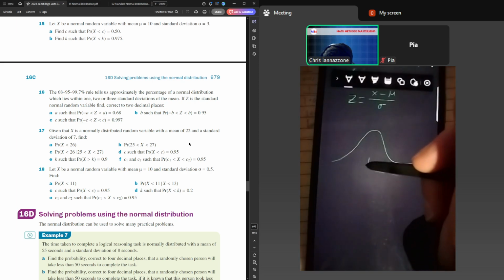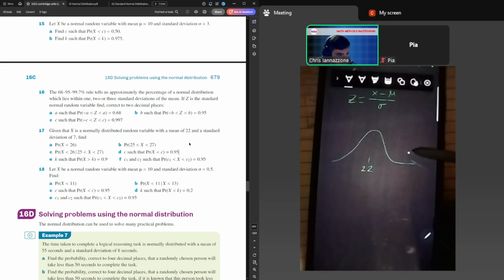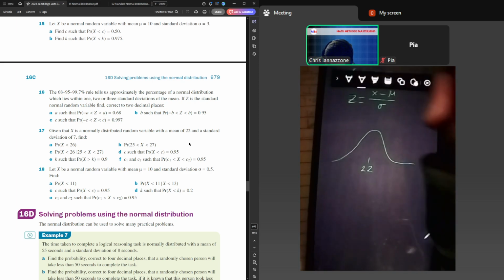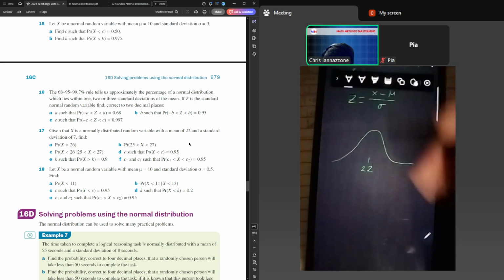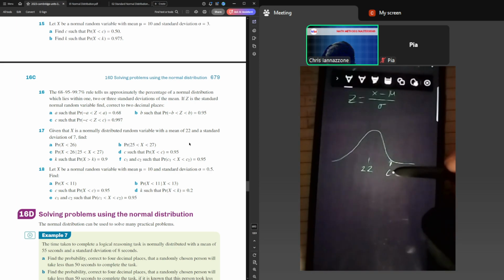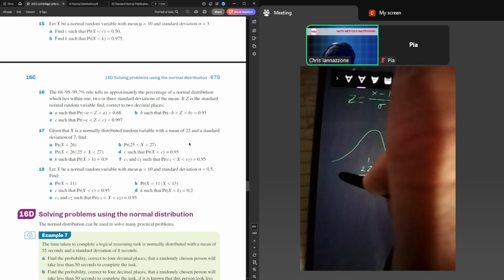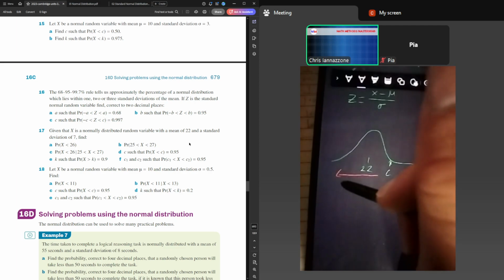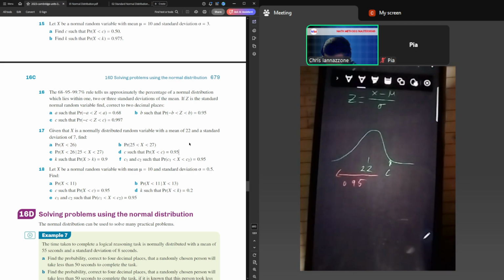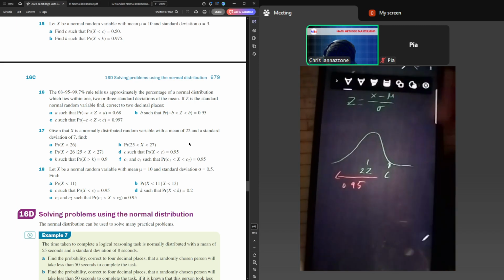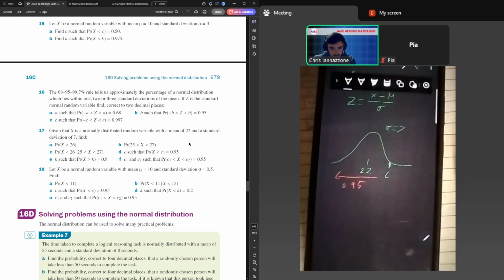As a quick visual, mean of 22, kind of hard to draw the standard deviation, but what we're trying to achieve is figure out there's going to be some value C such that everything left is less than, everything left is 0.95. And I'll just write standard deviation is 7 in this case. So this is a tech active version. What might we do given that we can use the CAS?